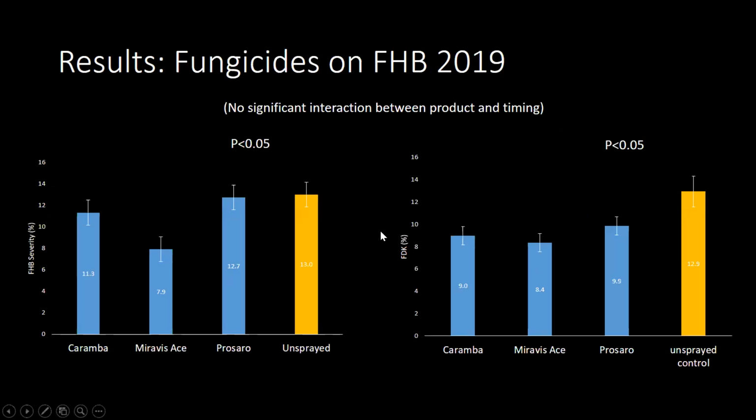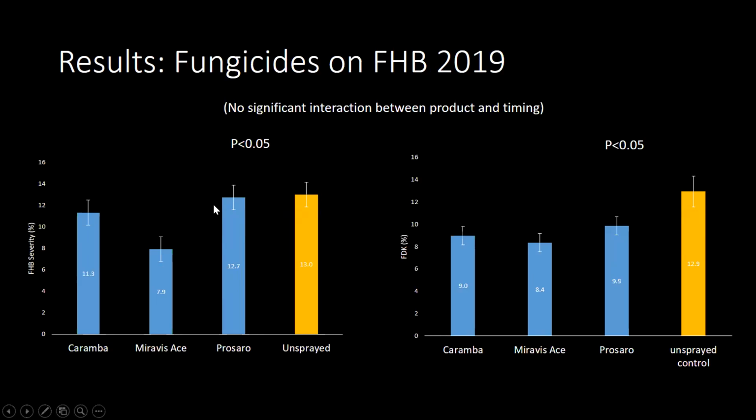In terms of our fungicides, again, these are the fungicides that we were utilizing at the rates for Fusarium head blight suppression on the labels. These are non-treated checks here. Keep in mind, no interaction between product and timing. That means that no particular product did better or worse at any timing in 2019 than another. So they all behaved relatively similarly. So these bars here are averaged across all those timings. That's probably why they're a little elevated, because we're including those earlier timings as well.